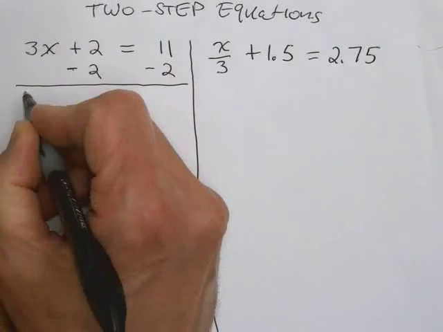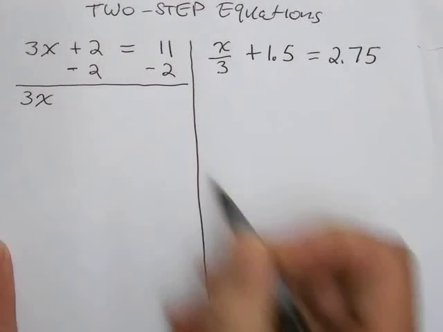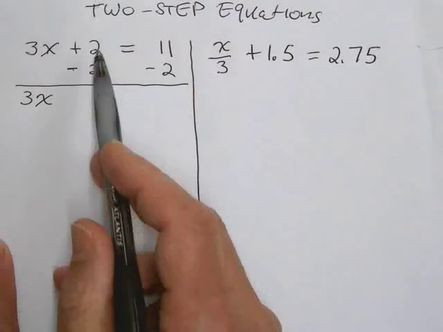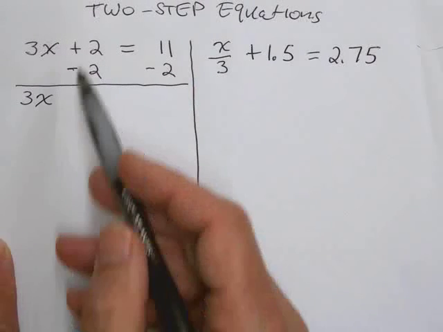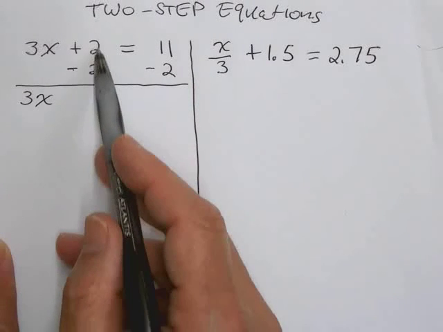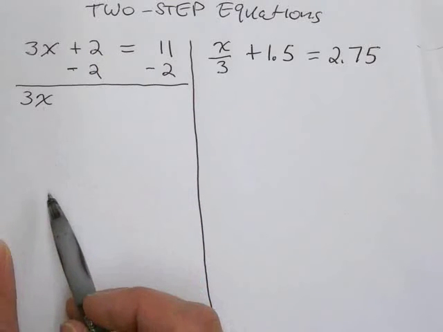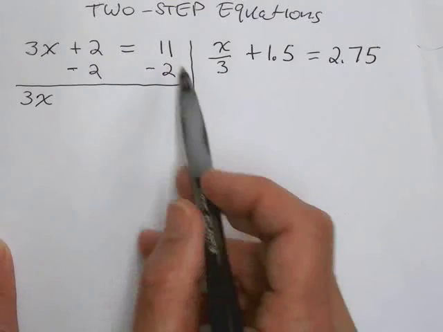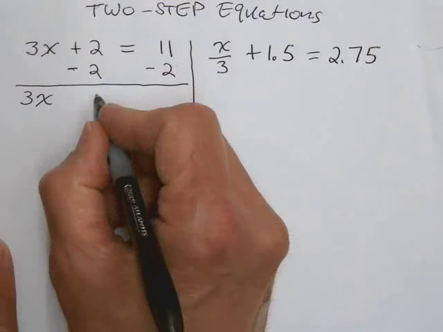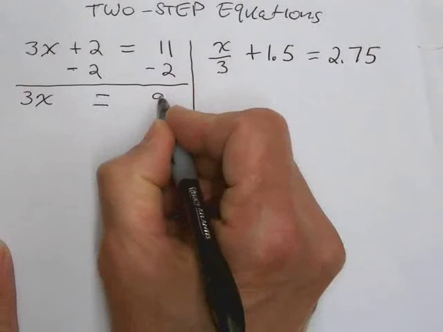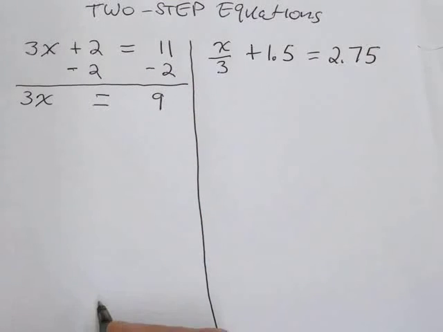So I'm going to bring down my 3x. Remember, lots of ways to think about this. Plus 2 minus 2, combining two terms. Either way, they become 0. And I'm just left with 3x by itself on the left side. On this side, I have 11 minus 2, which equals 9. Okay, now I have 3x equals 9.